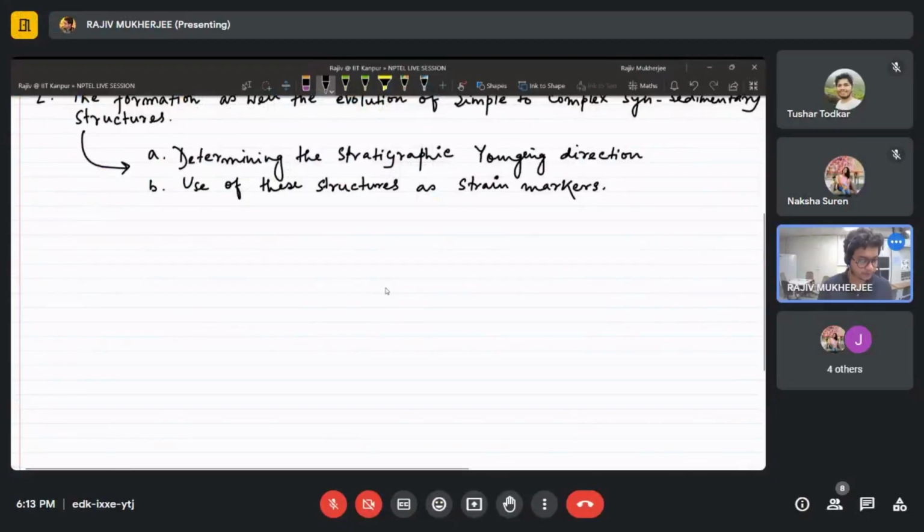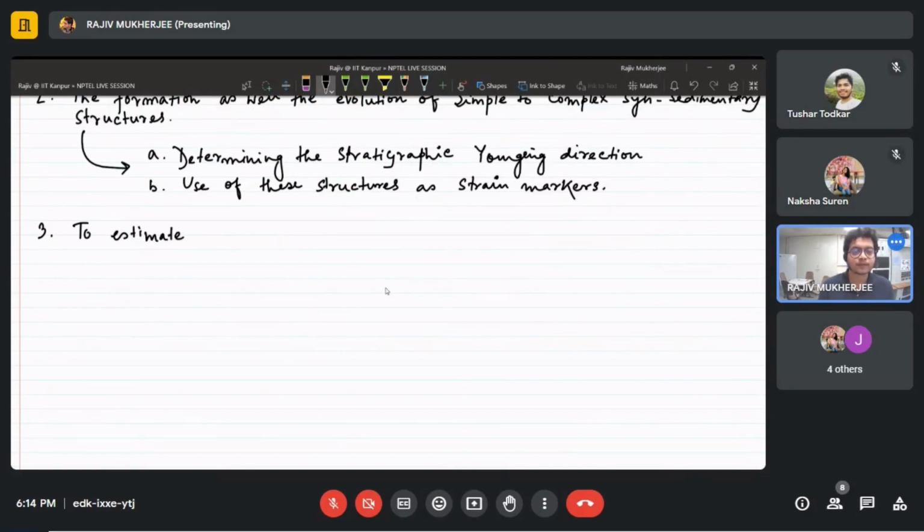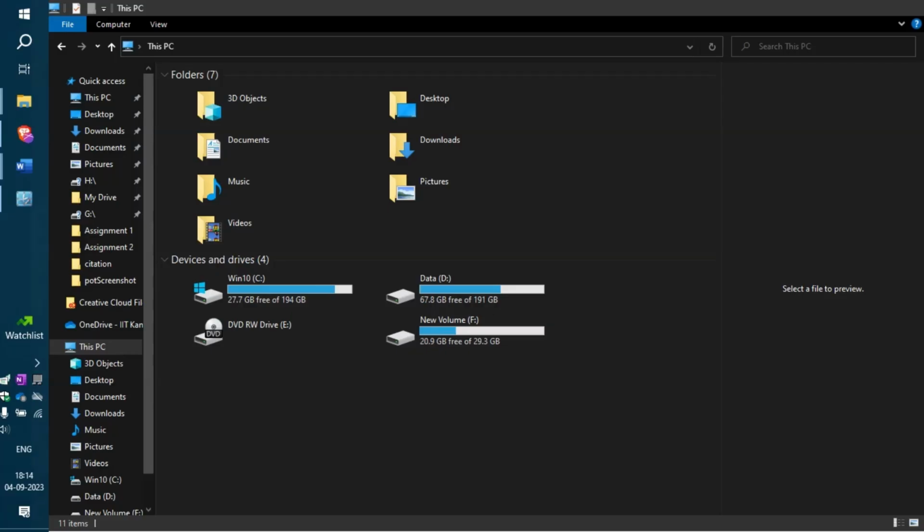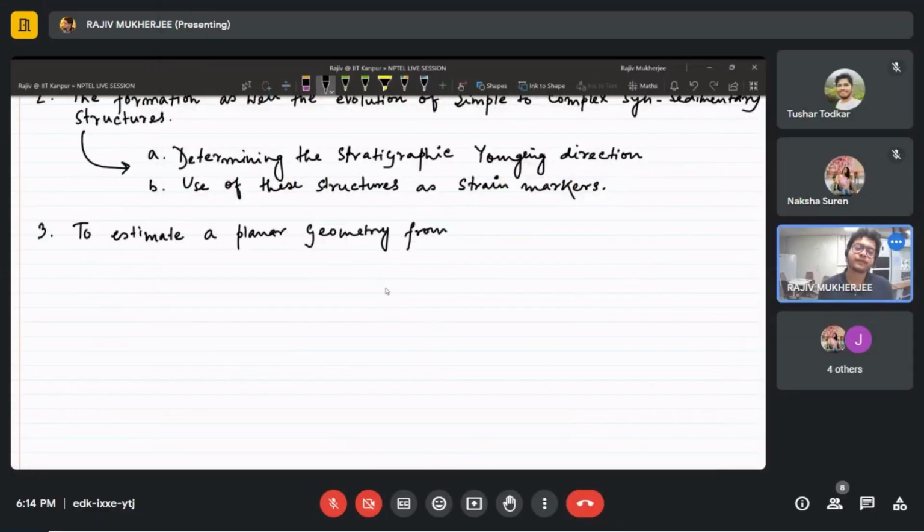Now the third point I believe is very important in the field, is to estimate a planar geometry from secondary linear data and statistical estimation. I mean statistical significance of data. This is very important.